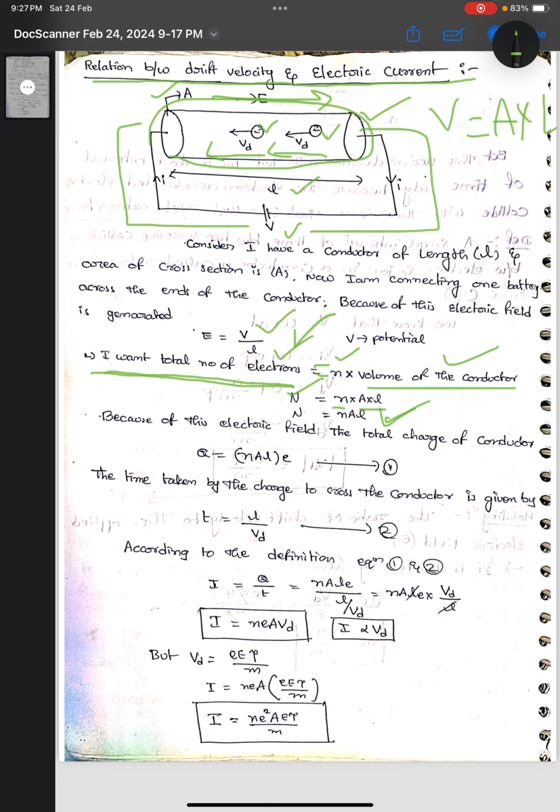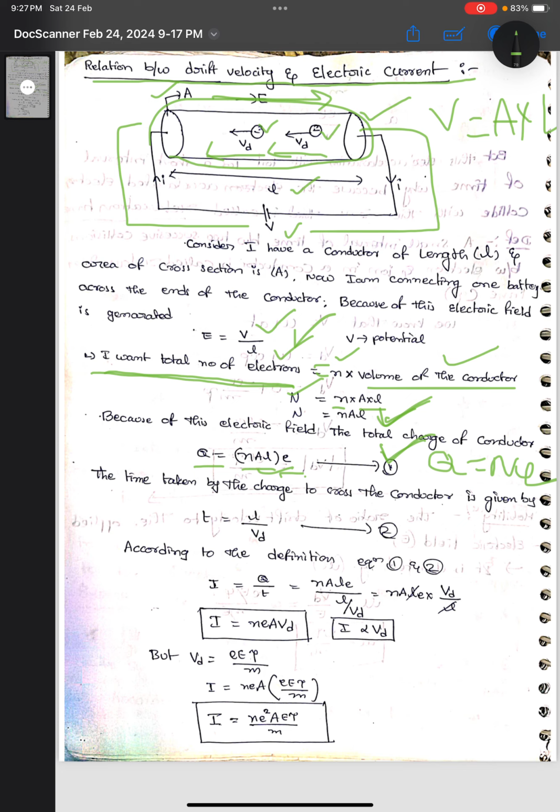After getting this capital N, what is the meaning of charge? Charge is nothing but N number of electrons times e, right? So Q is equal to capital N into e. So substituting the value of N, Q is equal to nALe. Let us assume this is equation number 1.